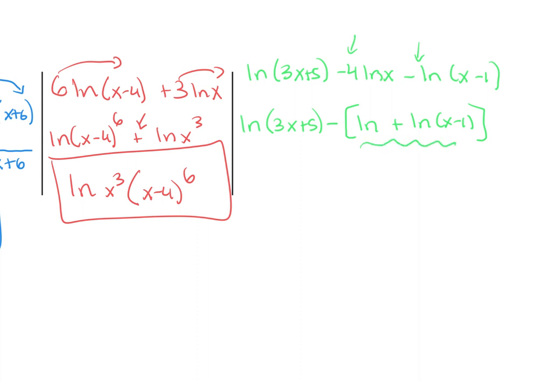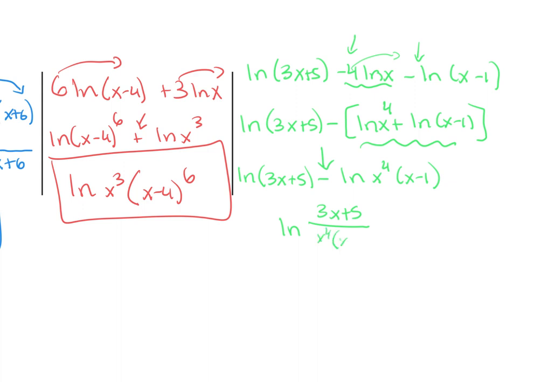Because I will create a product. Oh, there's supposed to be an x right there, and I'm supposed to have an exponent, so I messed that term up. Okay, so I factored that out. The 4 kind of went up here. So ln x to the 4th, and then plus ln x minus 1. So I will create a product here. So combine those. So ln of x to the 4th times x minus 1. And now I will use this to create a quotient. So natural log of 3x plus 5 over x to the 4th times x minus 1.